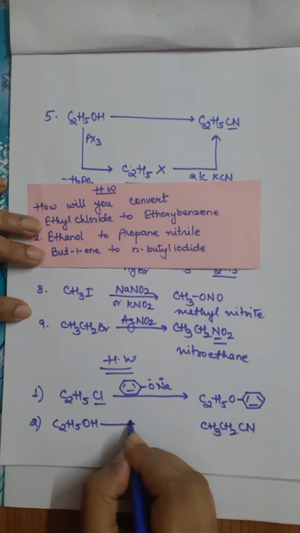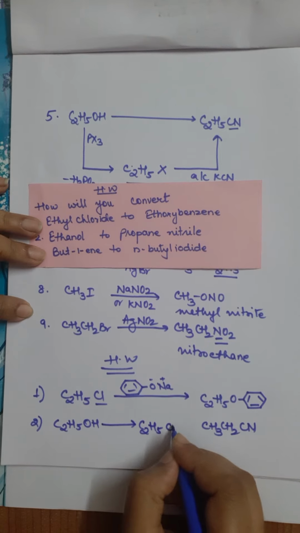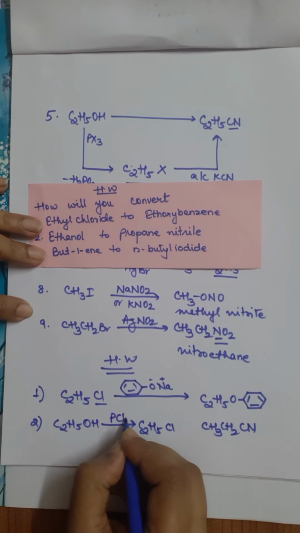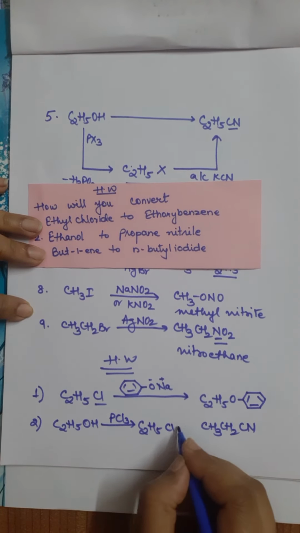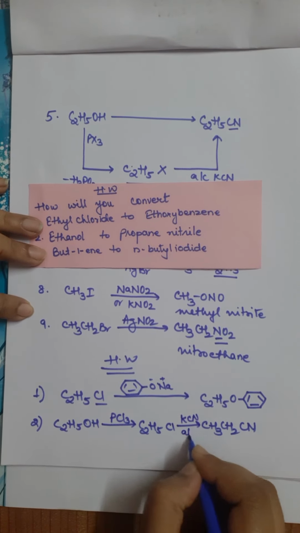So first step, convert it into C2H5Cl. Suppose you are converting it into chloride by using PCl3 or PCl5 or SOCl2, and then we are using KCN in presence of alcohol.